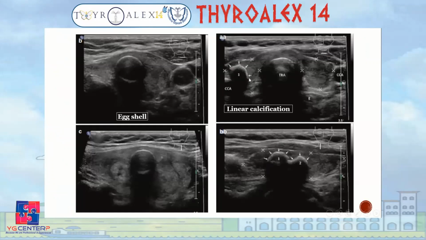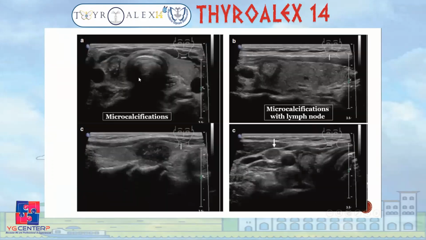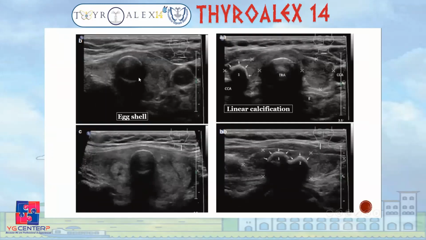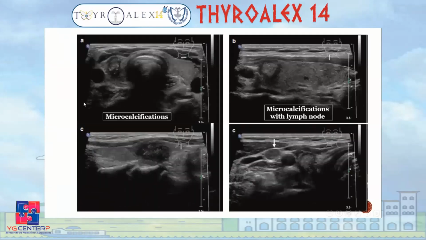This is an example of linear calcifications within the thyroid lobe, and this is the eggshell calcification. The importance of it is when thyroid tissue extrudes from it toward the outside of the nodule, and this is a sign of malignancy. The most important calcifications are the microcalcifications, which are highly correlated with malignancy.